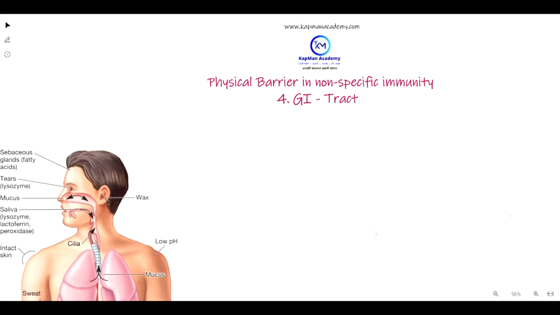Students, welcome back to KapMan Academy, and today we are going to talk about another type of physical barrier in the non-specific immunity, which is your gastrointestinal tract.